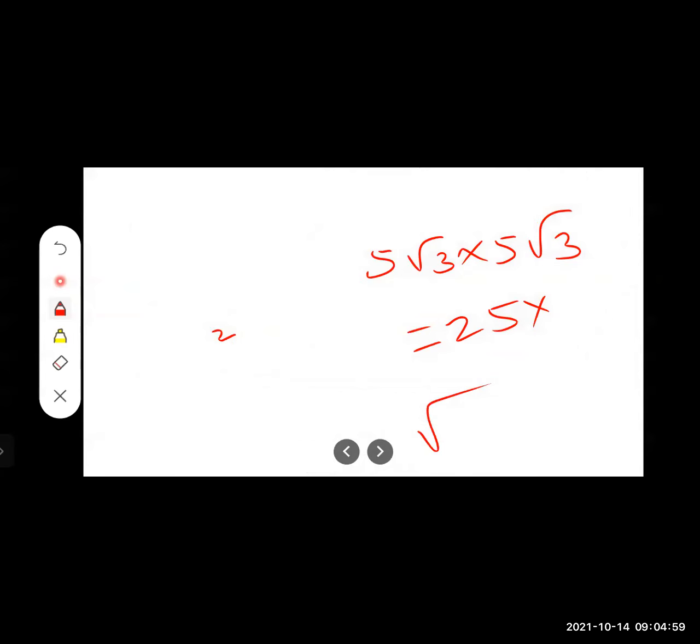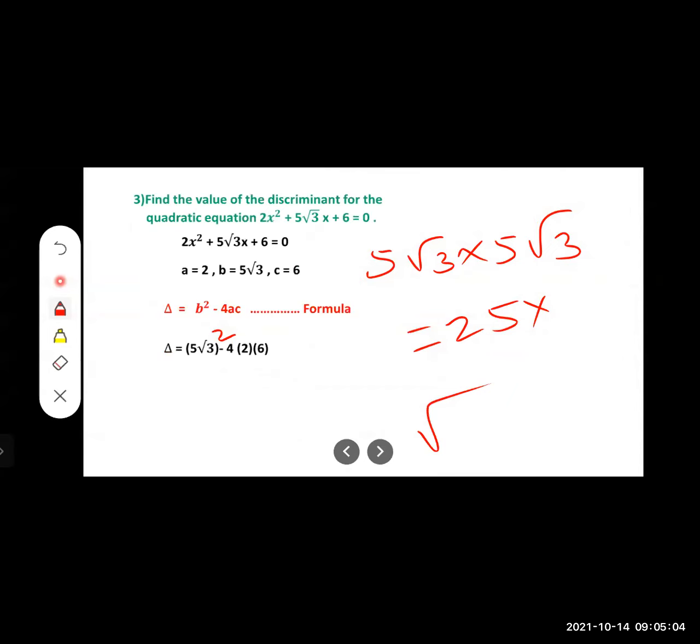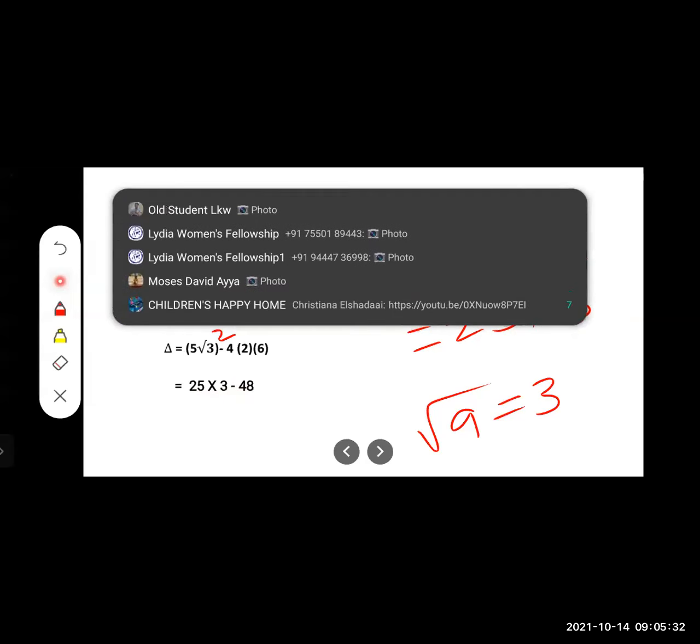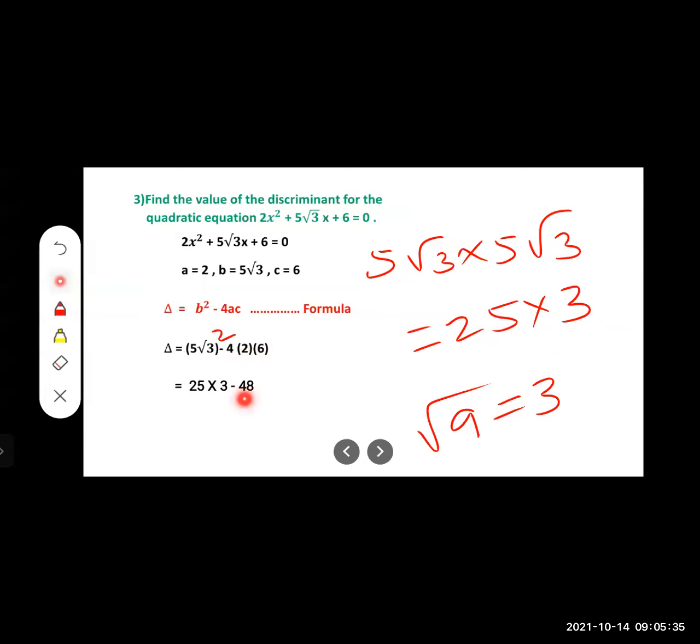Root 3 into root 3, you will get root 9. That means how much will you get, children? What is the square root of 9? 3. Okay, so 25 into 3 we will write. Understood? So 5 into 5, 25. Root 3 into root 3, how much will you get? 3. So 25 into 3, we have to do it like that. See, 25 into 3, I have written here. So I think you will understand now. Okay, 25 into 3 minus 4, 2s are 8, 8, 6s are 48.